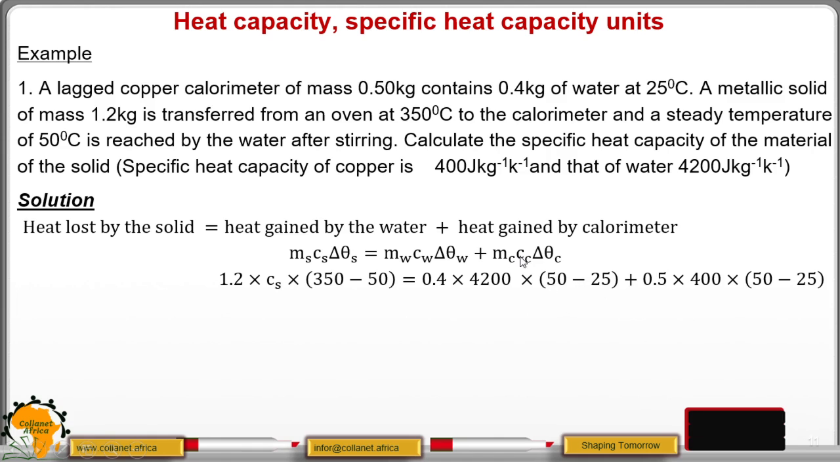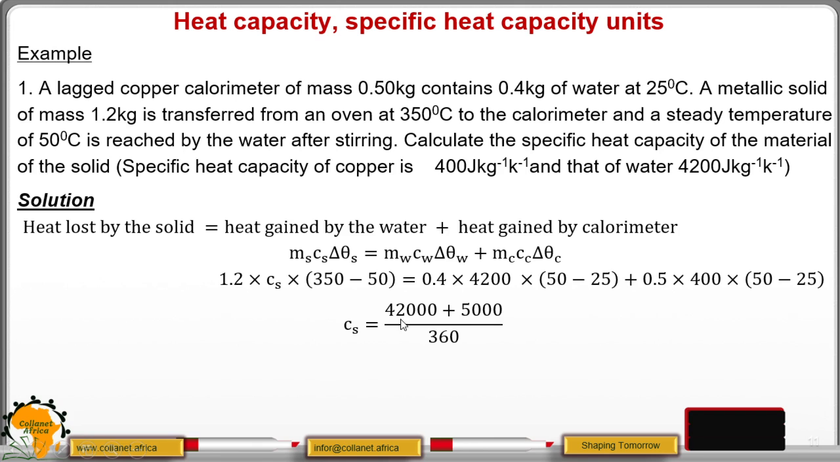Then we have the mass of calorimeter that is given as 0.5. Then the specific heat capacity, remember the calorimeter is made up of copper. Therefore, we use the specific heat capacity of copper, which is 400 joules per kg per Kelvin. And the change in temperature again is rising from 25 degrees Celsius to 50 degrees Celsius. After multiplying all these values, this will give you 42,000 and this will give you 5,000.